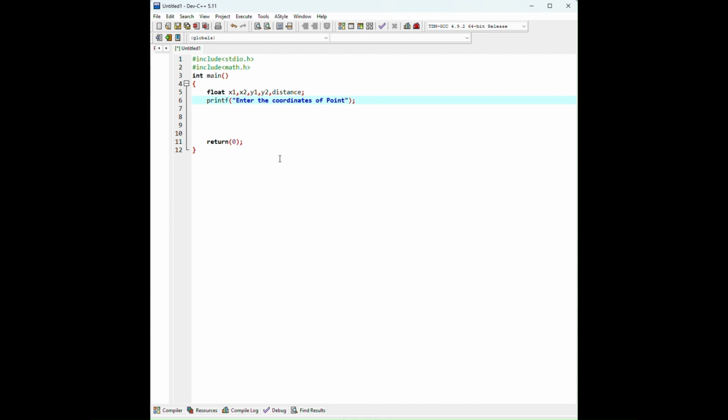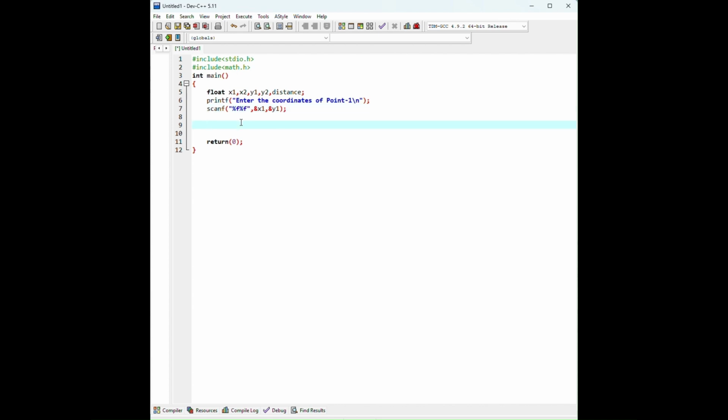Now we'll give a message to the user. So let's give a message to the user saying enter the coordinates of point 1. So we'll use printf statement. So information that's being displayed within double quotes is displayed as it is on the output screen. So enter the coordinates of point 1. By saying that, you'll enter coordinates of x1 and y1. So scanf, scan those two values and store them in x1 and y1 respectively.